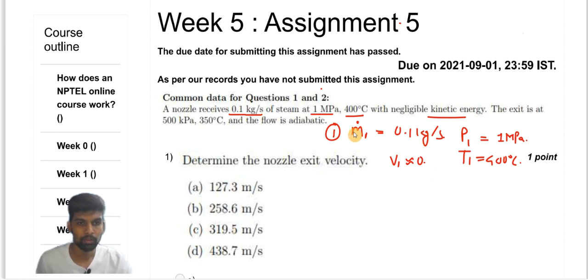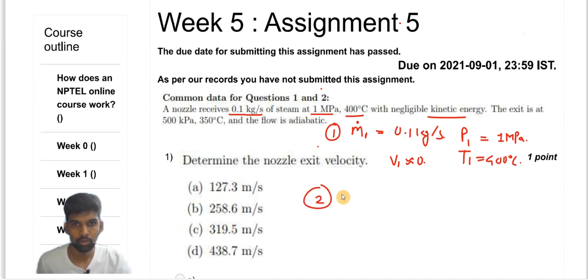And once we look at a given pressure, we will find that the temperature here is greater than the saturated temperature at 1 megapascal. So this state is nothing but a superheated vapor state. So our state 1 is superheated vapor state. Okay, then next part is the exit is at 500 kPa and 350 degrees Celsius.